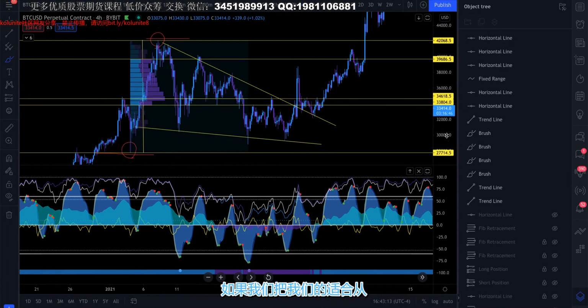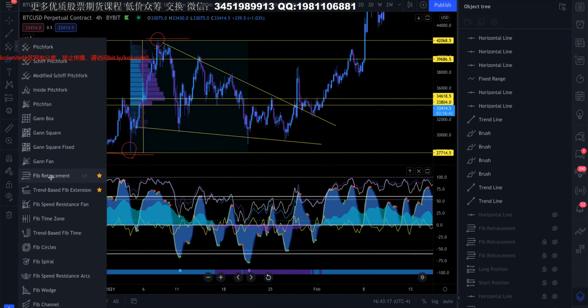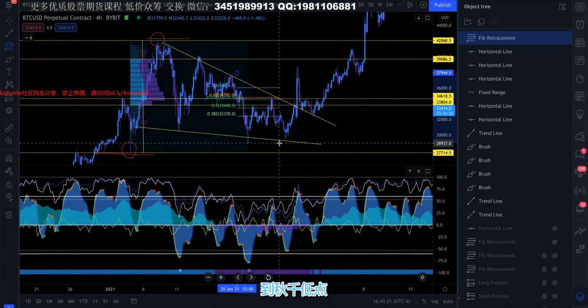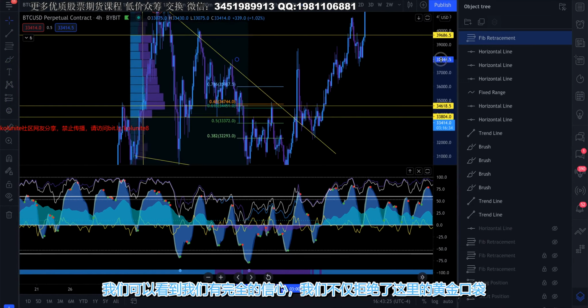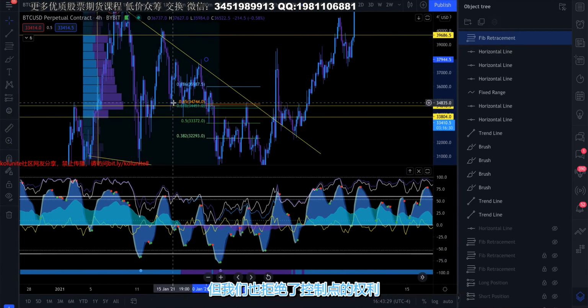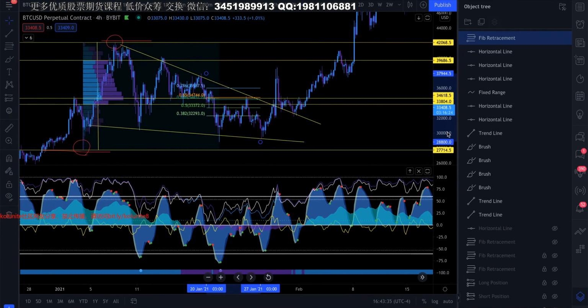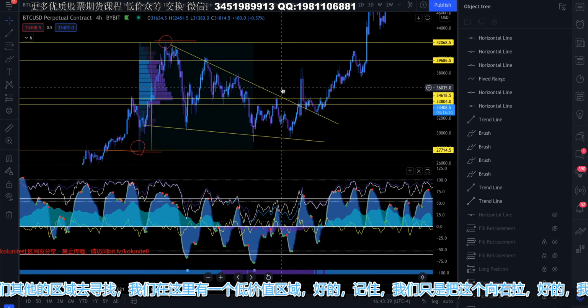Again, if we take our fib from the swing high here to the swing low, we can see that we have perfect confluence. Not only are we rejecting off of the golden pocket here, but we're also rejecting off that point of control, right? So it's giving us other areas to look for.